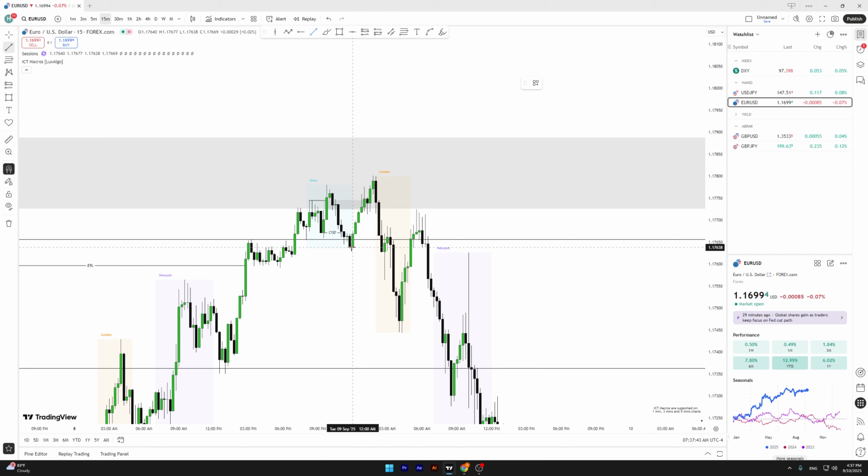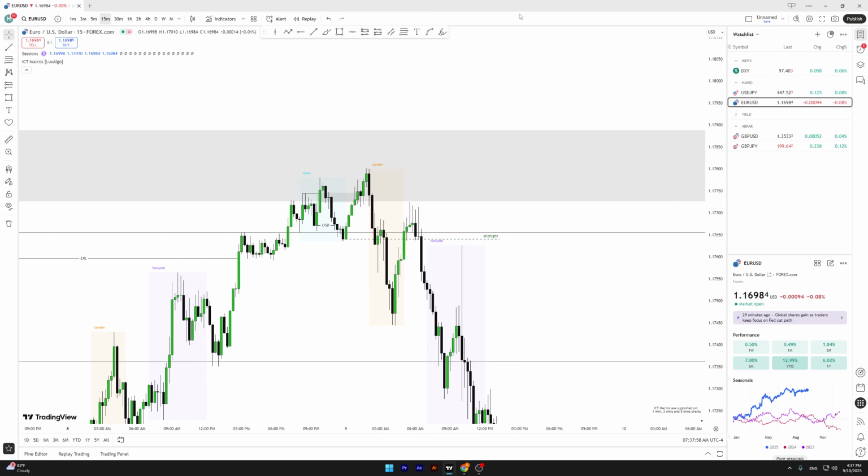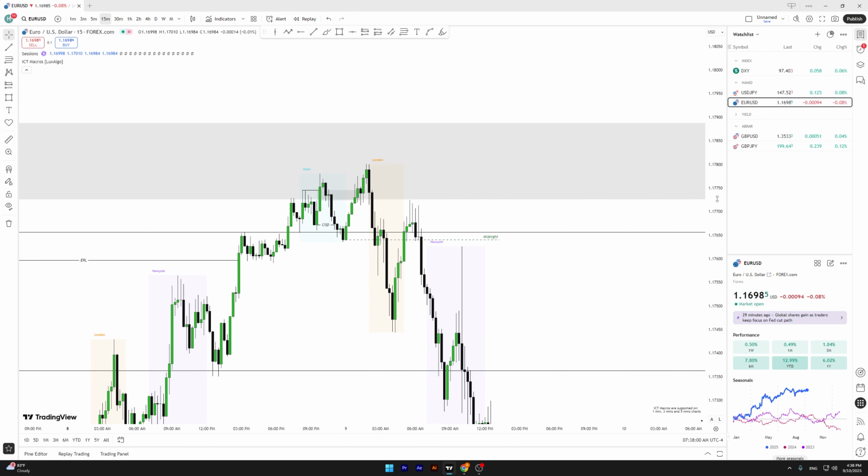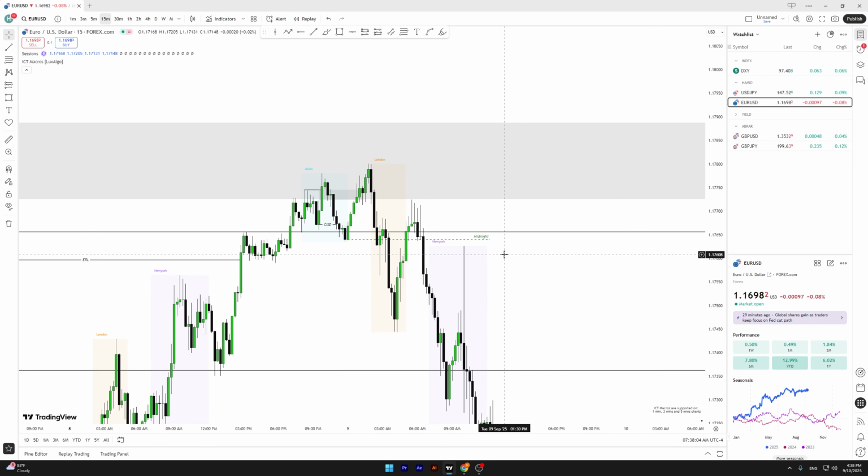This is your midnight open. First you will wait for the price to trade above the midnight. Here price hasn't traded above the midnight yet, so first you have to wait for the midnight open. So this is your midnight. As I have already said, midnight is one of the most important confluences you have to add into your entry model. So here price hasn't traded yet above the midnight.